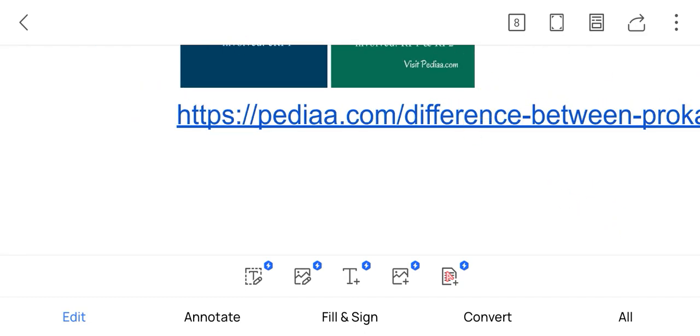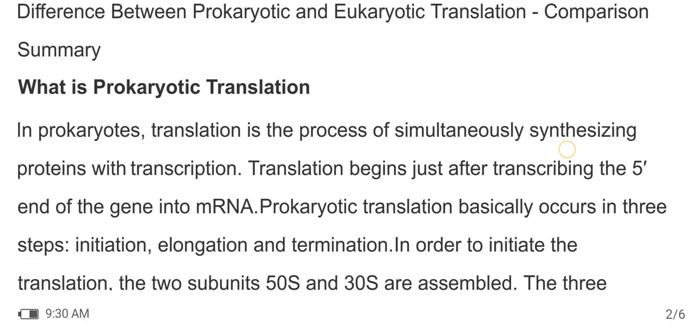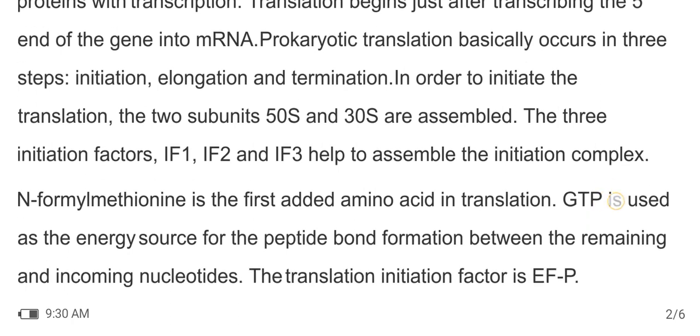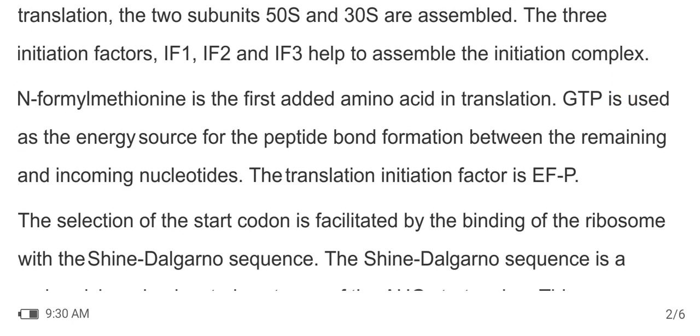Difference between prokaryotic and eukaryotic translation comparison. What is prokaryotic translation? In prokaryotes, translation is a process of synthesizing proteins simultaneously with transcription. Translation begins just after transcribing the 5' end of the gene into mRNA. Prokaryotic translation basically occurs in 3 steps: initiation, elongation, and termination. In order to initiate the translation, the 2 subunits 50S and 30S are assembled. The 3 initiation factors IF1, IF2 and IF3 help to assemble the initiation complex.